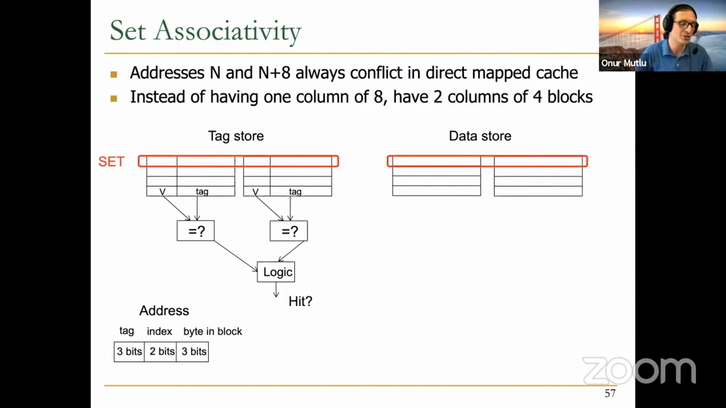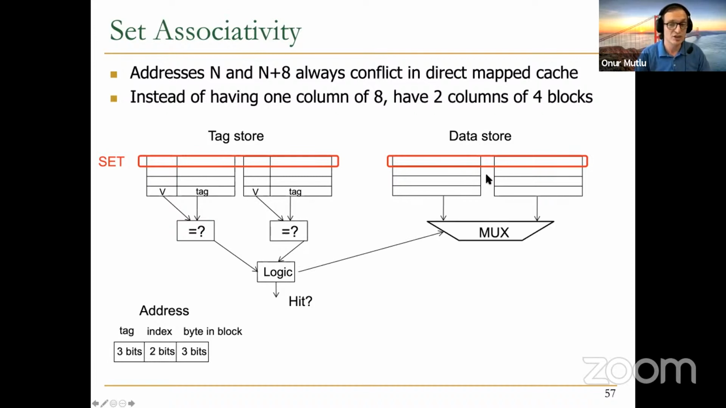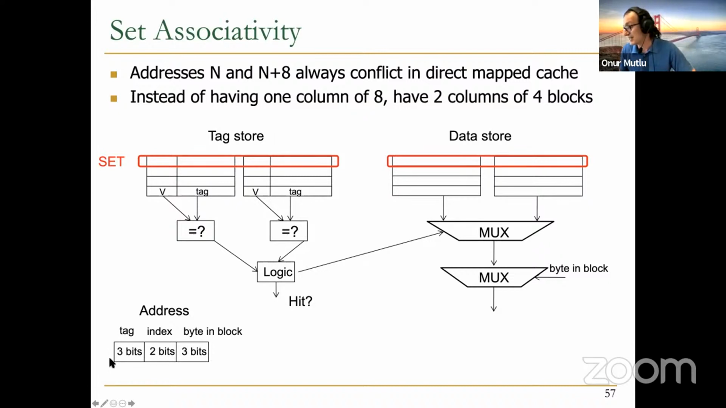So there's some logic that determines hit. And if you get a hit, you select which of the data. So this way 0 in the tag store corresponds to this way 0 in the data store. This way 1 in the tag store corresponds to way 1 in the data store. So this logic basically says if I have a hit in way 0 over here, I should select the data coming from way 0 over here. And then you can decide which byte to get out of those 8 bytes, right? So now your index bits became smaller, your tag bits became larger, right? Because that's what we did, right?